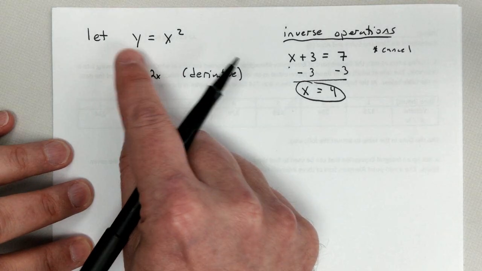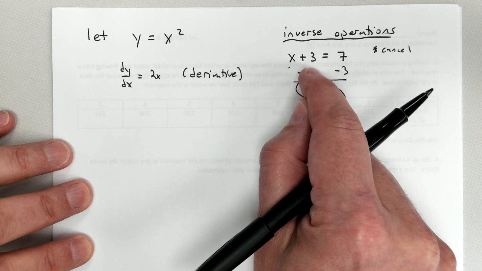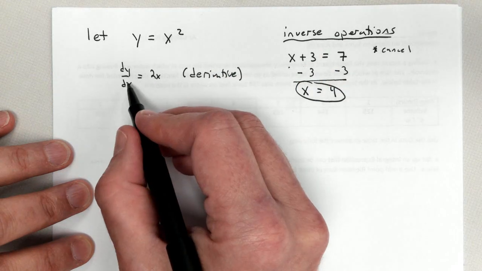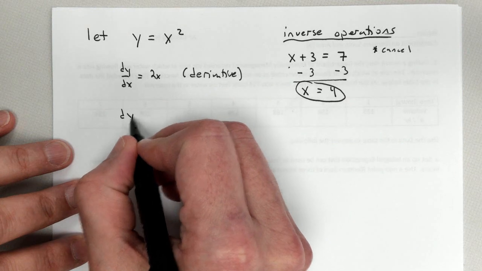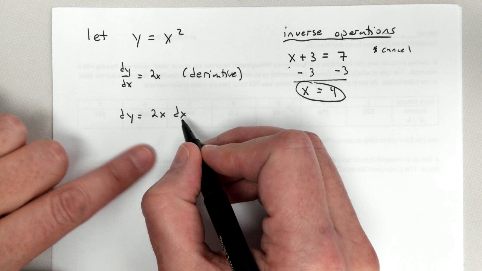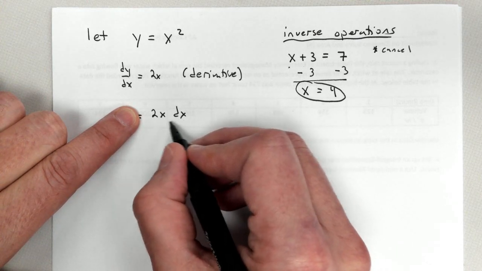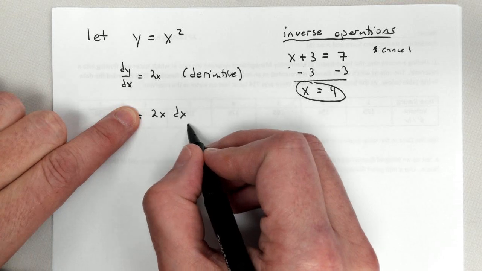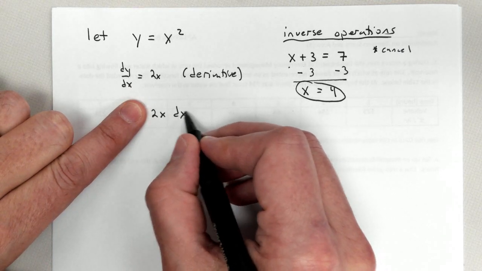So we have to isolate the y, just like we would have to isolate the x over here by subtracting 3. So to start, I am going to multiply both sides by dx. So I would get dy equals 2x dx. Now right away, this should look a little familiar to what we did last semester when we talked about Riemann sums and area under a curve. We see this function f of x times this dx right there.